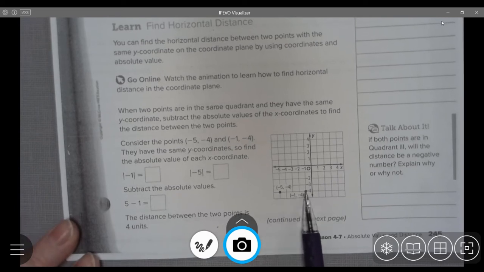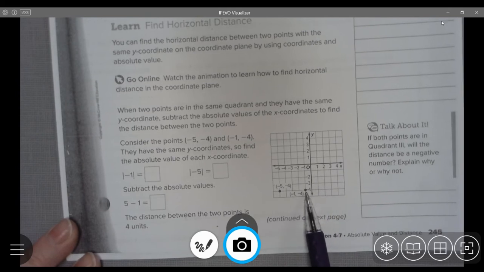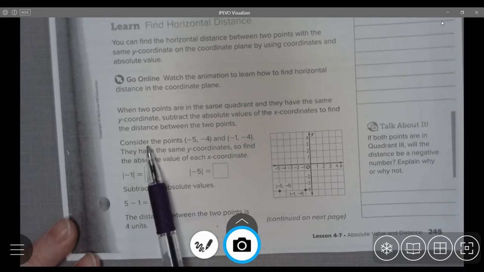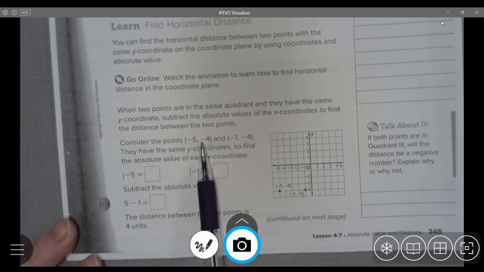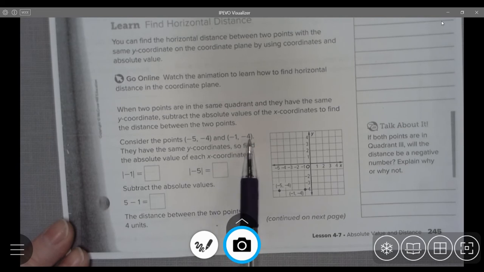And we also have a second point here. We went over -1, down -4. So we have -1 and -4. And as you can see, the second numbers, the y coordinates, are the same, -4 and -4. But the first ones, the first coordinates, are the x coordinates. We have -5 and -1. Consider these points, -5, -4, and -1, -4.